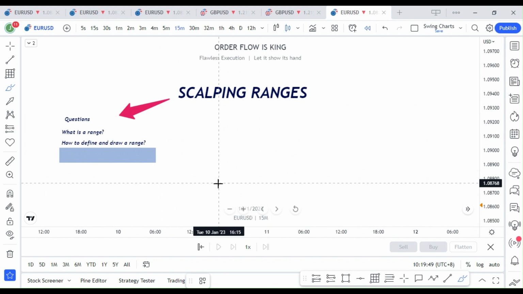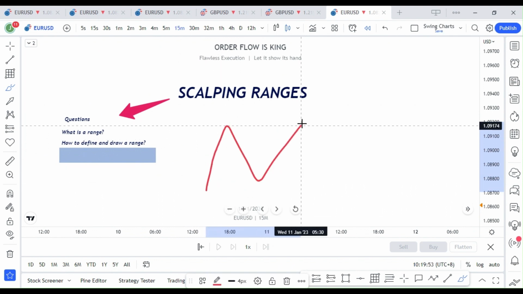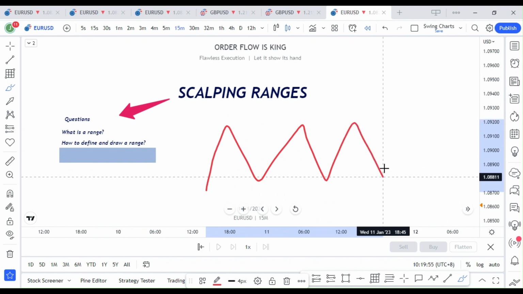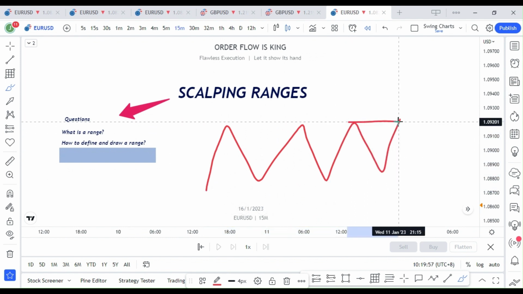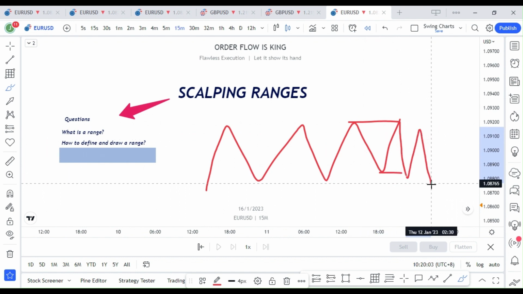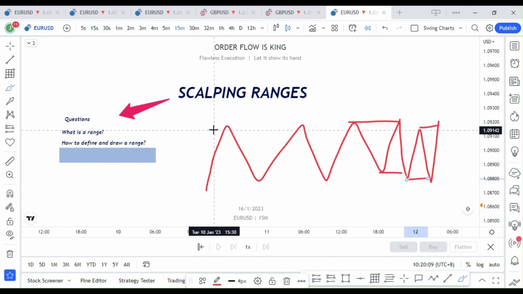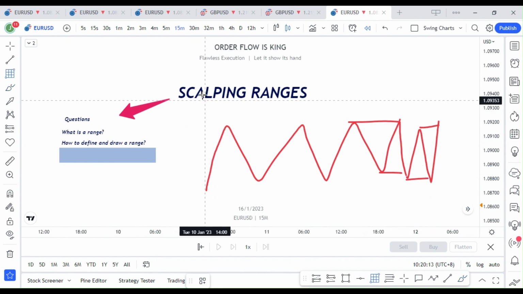So we've gone through what is a range, how to define and draw a range. So we define a range when the market is not trending. Like I just said there, where we have a series of highs and lows, usually you'll find that they take each other: you'll take a high, then you'll take a low, then you'll take a low, then you'll take a high, sort of like this, right? So there's no clear defined trend.